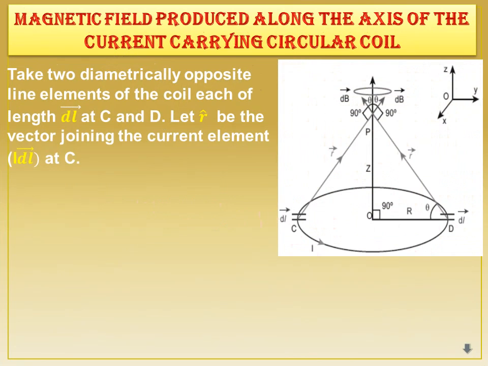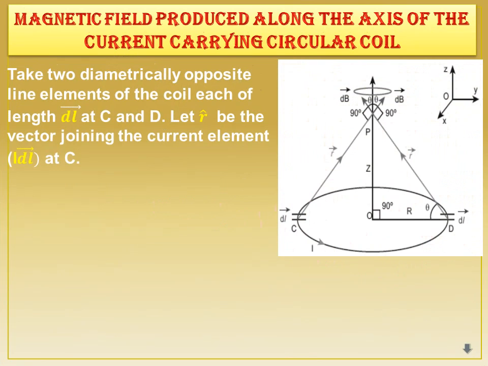Now, consider a current carrying circular loop of radius R. This radius is R and I be the current flowing through the wire. This is a circular loop, so I be the current flowing through the wire. The magnetic field at a point P on the axis of the circular coil, at a distance Z. The distance between the midpoint O and P is Z from the center of the coil O.